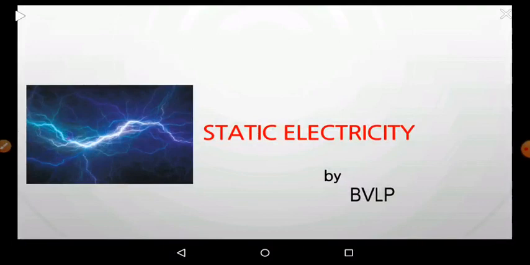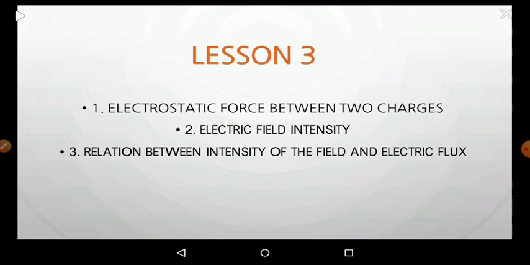Lesson 3 in static electricity. We have completed 2 lessons in static electricity, which dealt with the types of charges and their magnitude, and we discussed electric lines of force in lesson 2 also. So we are going to start lesson 3. What topics are there in lesson 3? We are going to discuss 3 more important points: force between two charges, electric field intensity of the electric field, and the relation between intensity and flux.